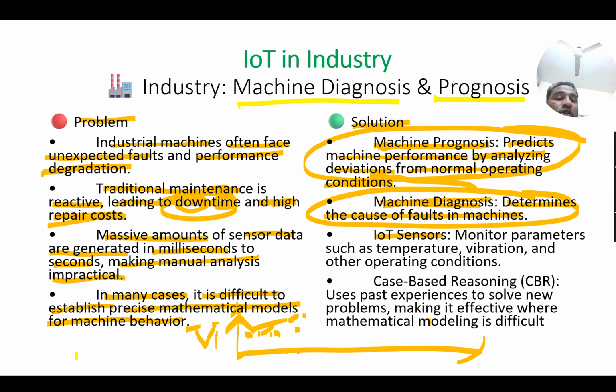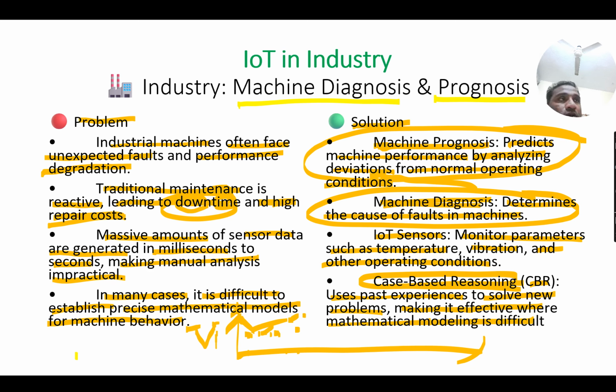Now, what is the role of IoT sensors? They monitor parameters such as temperature, vibration and other operating conditions. Just now I said, we measure any suitable parameter for that particular application. Now, case-based reasoning, CBR, what is this? Case-based reasoning uses past experience to solve new problems, making it effective where a mathematical model is difficult.